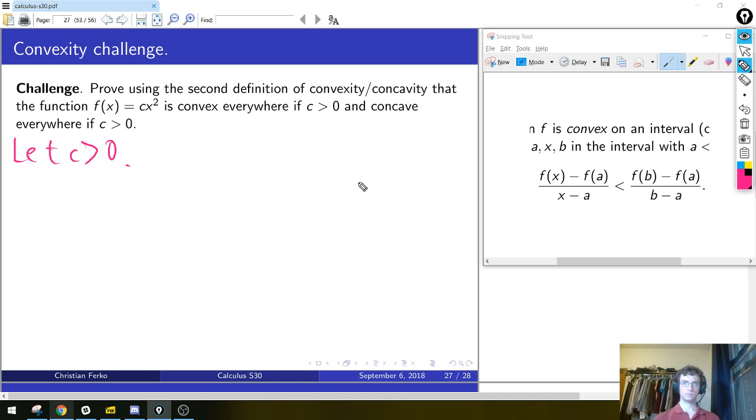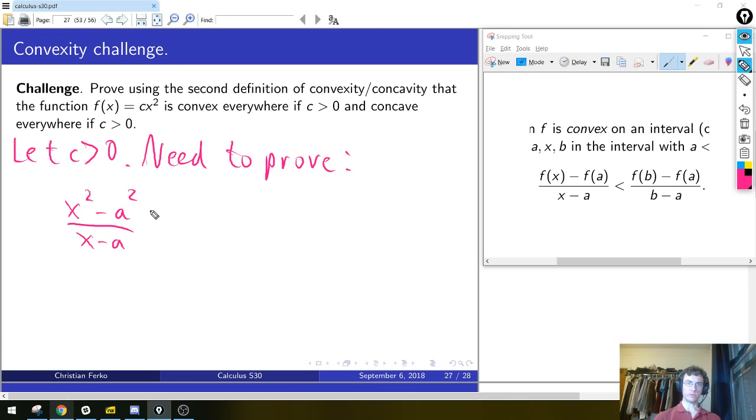Need to somehow show that x squared minus a squared over x minus a is less than b squared minus a squared. Yeah, so you said x squared minus a squared over x minus a. So let me just flag this. Sometimes I write an equation and then I think that I've proven it already. So this is what we need to prove, right? So this is less than b squared minus a squared over b minus a.